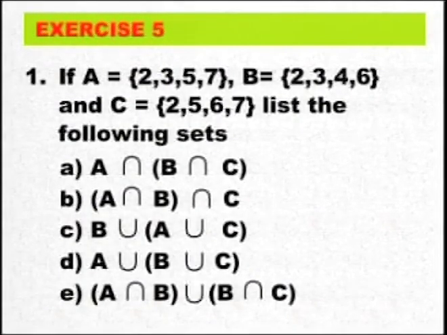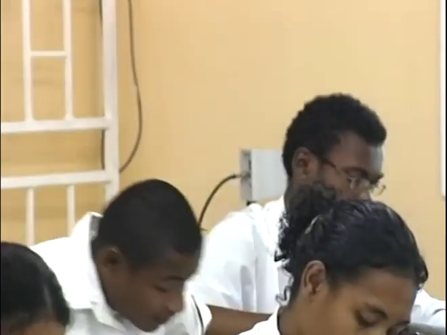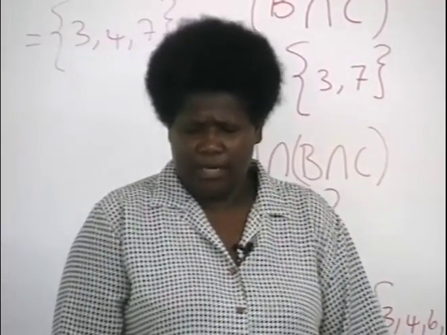All right, letter A, Jake, give us your answer. A intersection B intersection C in brackets. 2. 2, correct. B, Vui. 2. Okay, it's also 2. C, Livingston. 2, 3, 4, 5, 6, 7. 2, 3, 4, 5, 6, 7, correct?